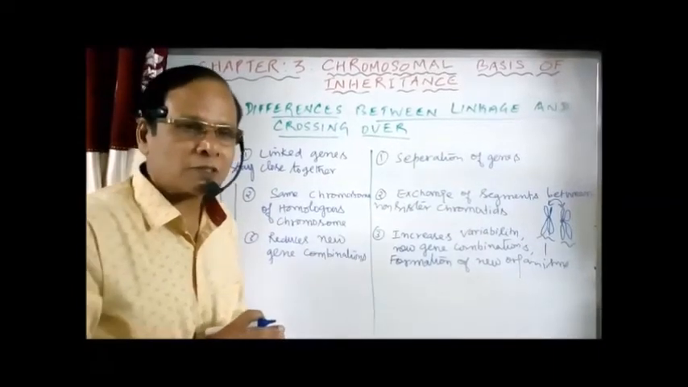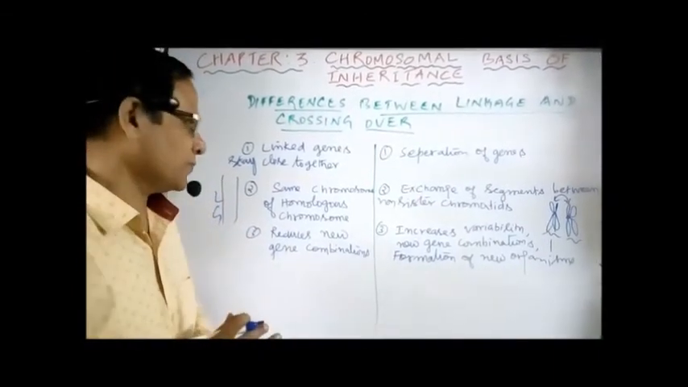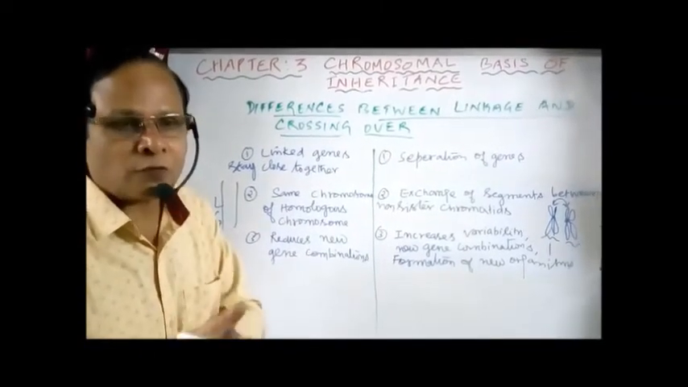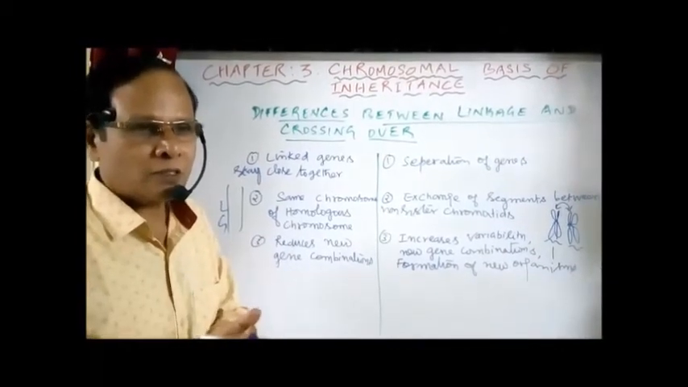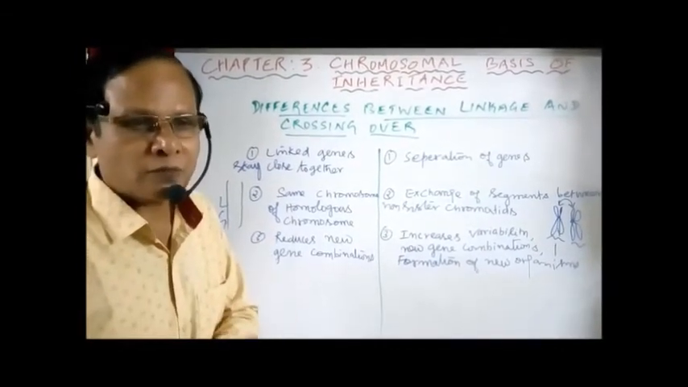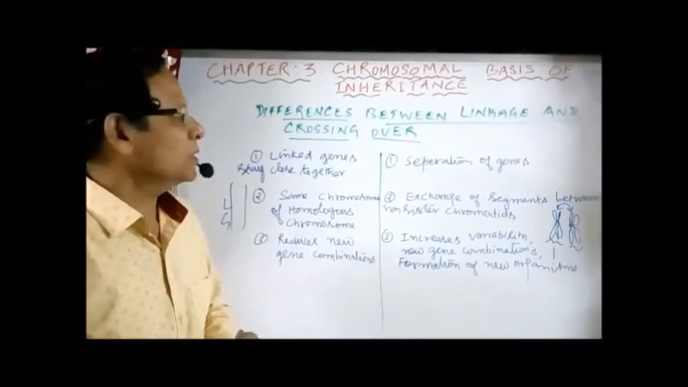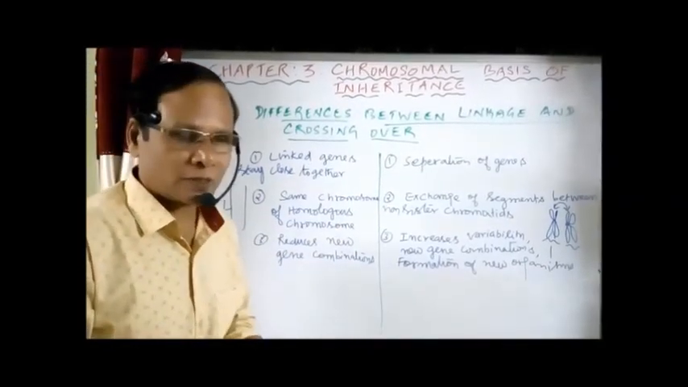But in the case of crossing over, it increases variability and differences. So new gene combinations occur, which results in the formation of new organisms. So variability increases, new gene combinations occur, which results in the formation of new organisms. So these are some of the differences between linkage and crossing over as per the syllabus.